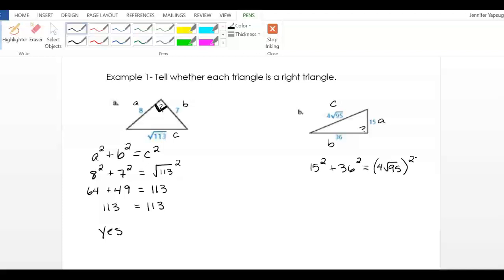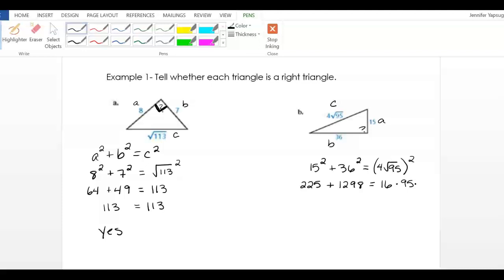So let's go ahead and calculate what 15 squared is. That would give me 225. And then 36 squared is 1,298. And then I'm going to square this other side. So you may remember this from Algebra 1, but if not, this is a quick refresher. You need to square everything in this parentheses. That means that you're multiplying it by itself. So 4 times 4 is 16. And then if you remember the last example, when you square a square root, it undoes that radical sign. So then you're just multiplying it by 95.